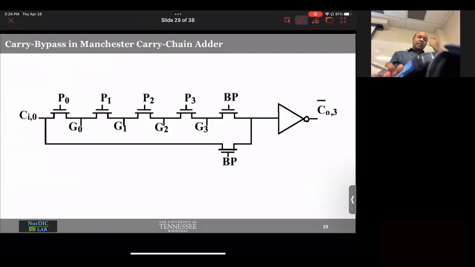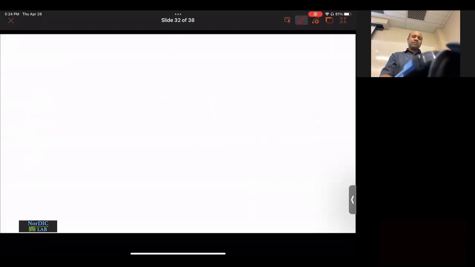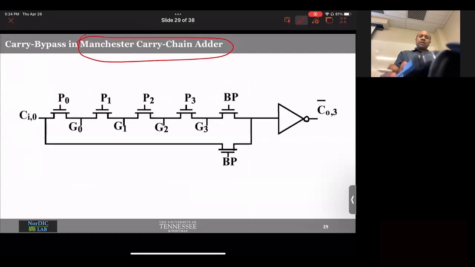And this is another implementation: carry bypass in a Manchester carry chain adder. You haven't seen a Manchester carry chain adder yet. Anyways, we don't talk about the full circuit. This is another approach of using the same thing that I just described. Okay, let me show you. This is how the bypass signal comes into play.